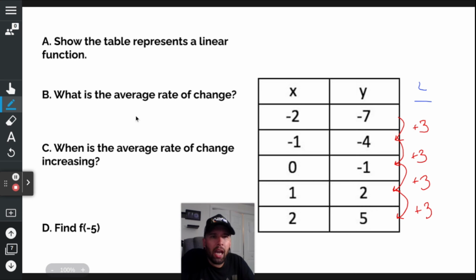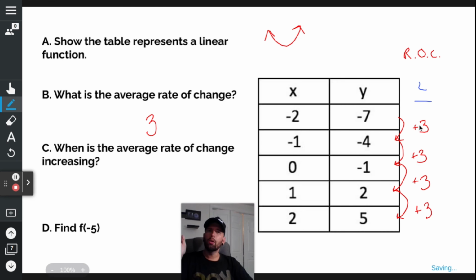What is the average rate of change? Well, the average rate of change comes from the fact that I have a linear pattern of 3 over 1, so my average rate of change is a positive 3. When is the average rate of change increasing? Oh, wait a minute. If my rate of change is increasing, that would imply that I'm dealing with concave up. Well, this is linear, which means it's not concave up. So when is the average rate of change increasing? Never.